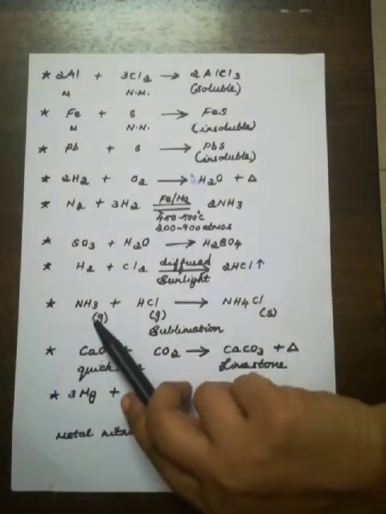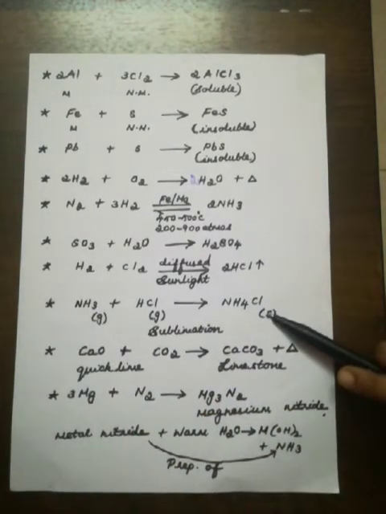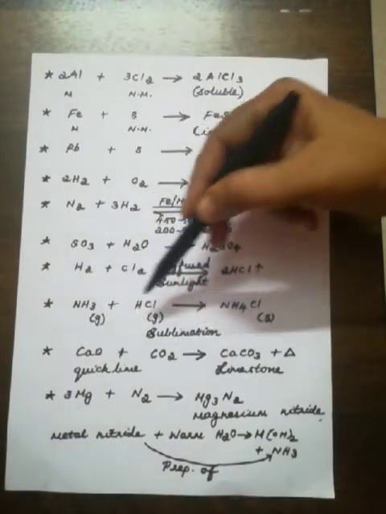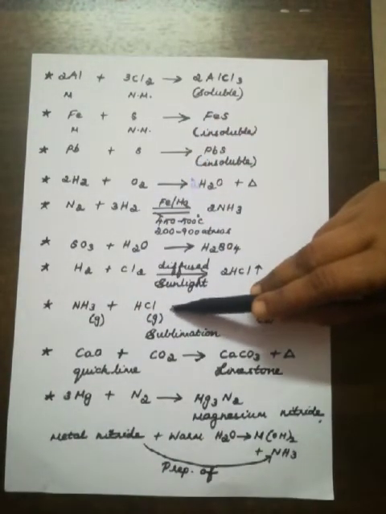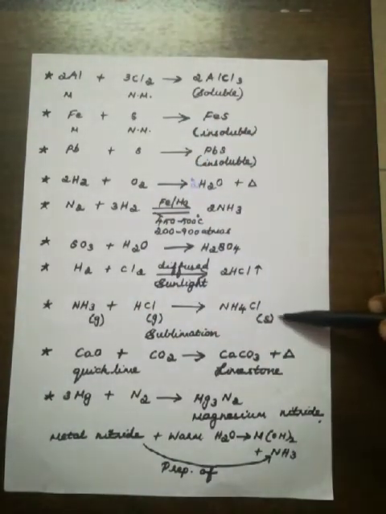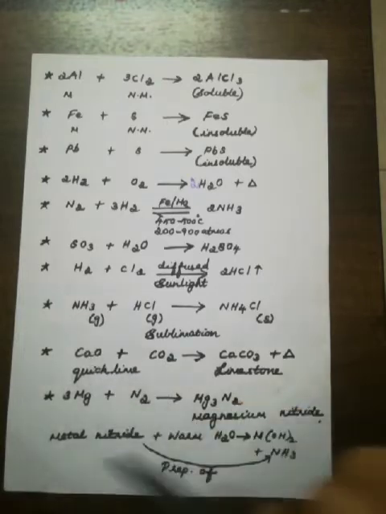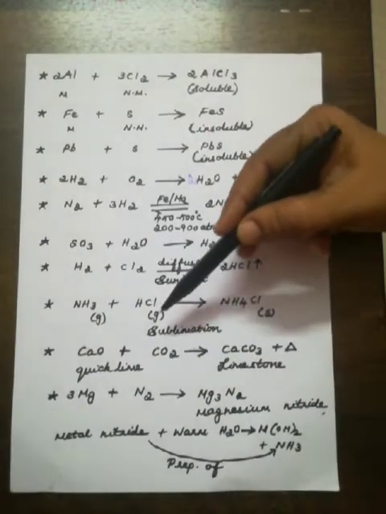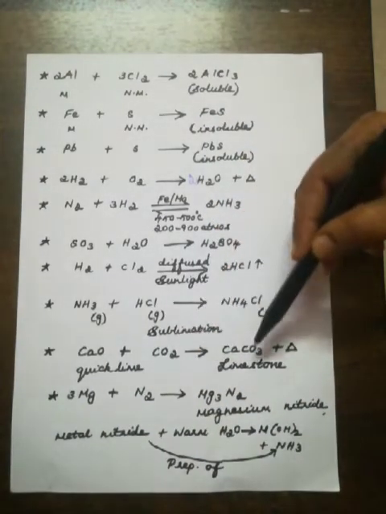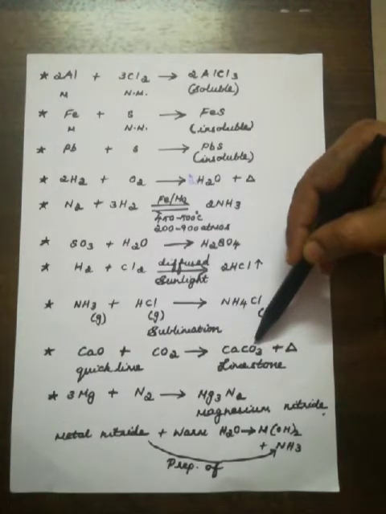Now we will see ammonia with HCl, you will get ammonium chloride. See, ammonia is a gas, HCl is also a gas, and you are getting ammonium chloride, a solid substance. Now we'll see quicklime. Quicklime is the common name for calcium oxide. So that reacts with carbon dioxide to form calcium carbonate.